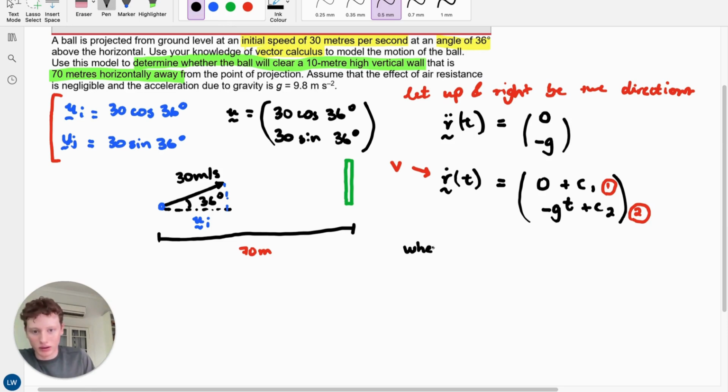when time equals 0, because this is initially, 0 plus c1 equals 30 cos 36 degrees. Obviously this is just 0, so therefore c1 is just our initial i velocity.